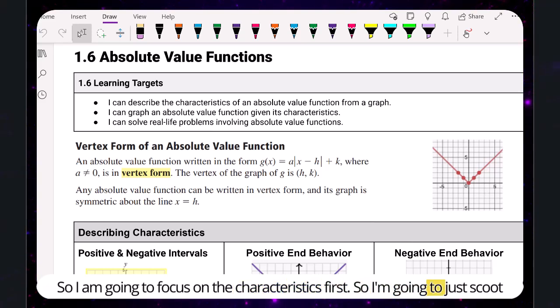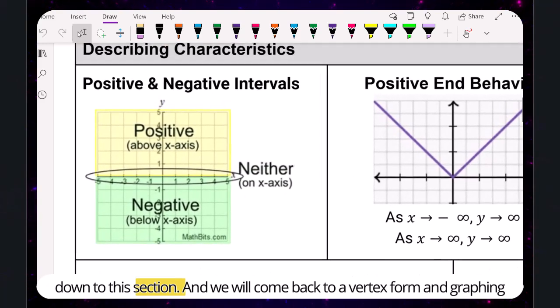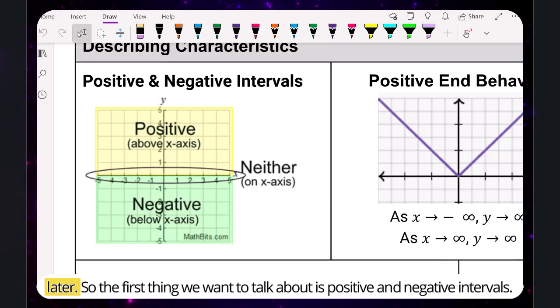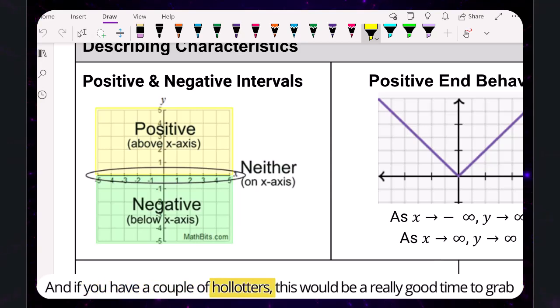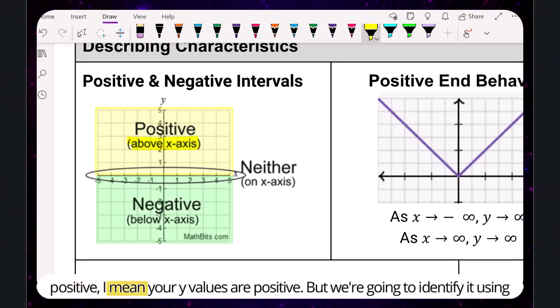So I'm going to just scoot down to this section, and we will come back to vertex form and graphing later. So the first thing I want to talk about is positive and negative intervals. And if you have a couple of highlighters, this would be a really good time to grab them. So positive means that it is above the x-axis. And when I mean positive, I mean your y values are positive. But we're going to identify it using the x values.